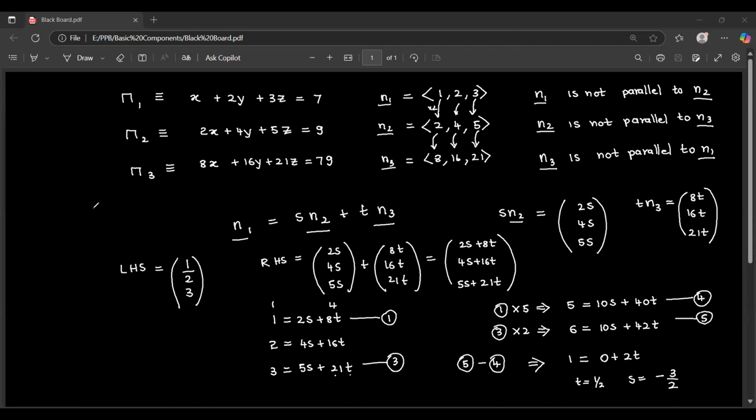Okay, so actually, we can write in this format, where s is equal to minus 3 over 2 and t is equal to half. Since you can write in this format, the planes are intersecting in A type. It looks like this. This is what you have to do in type 2, type 3 and type 4, H and A. For H, you have to prove that N1 is parallel to N2, and you have to prove N1 is not parallel to N3.